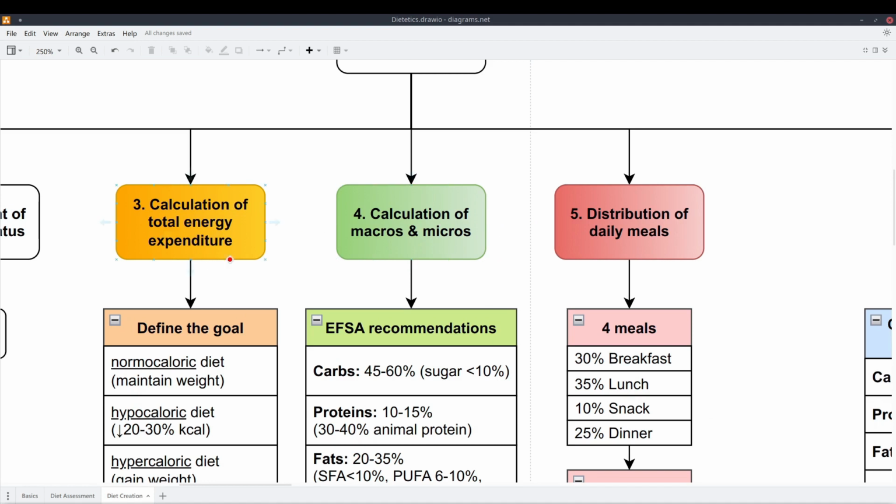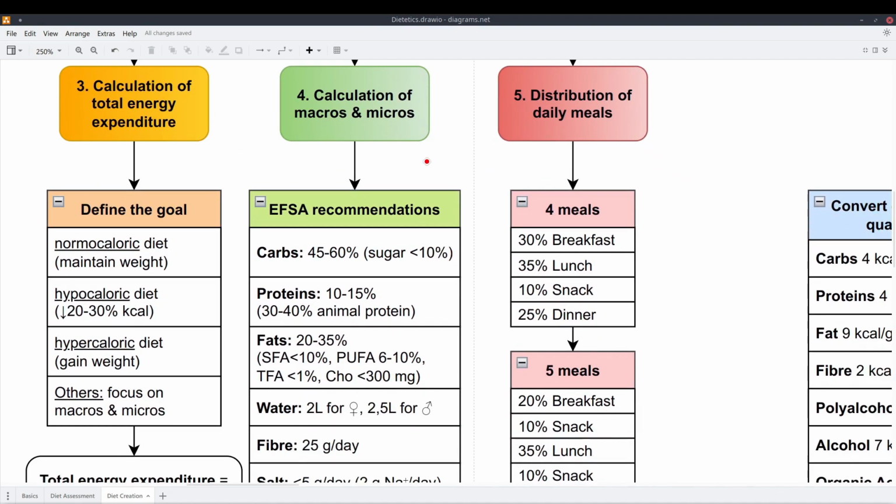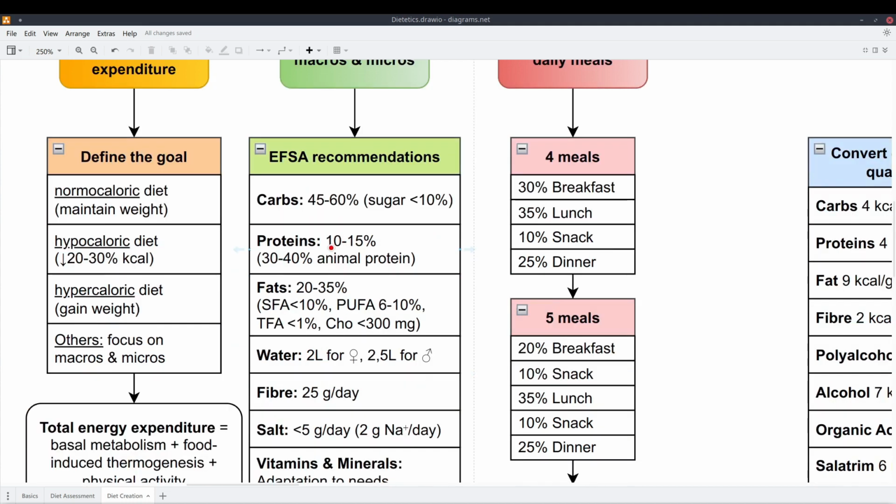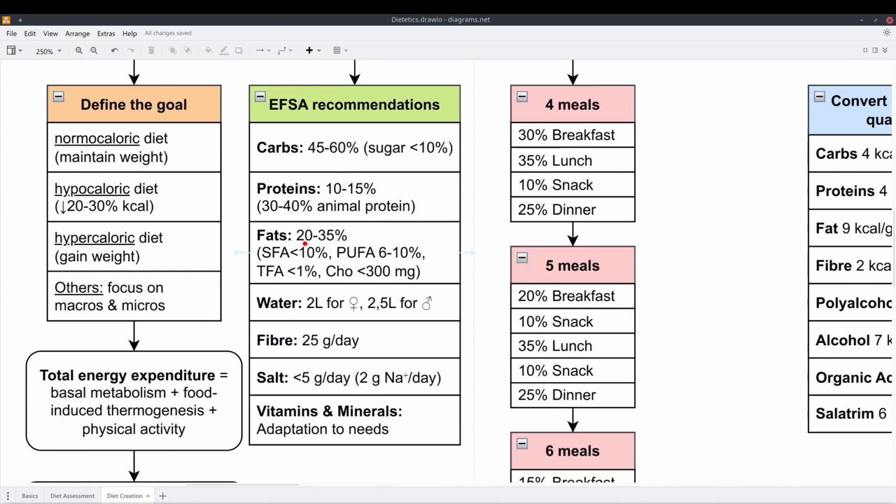So we started with the calories, now the macros. Carbs must be 45 to 60% and sugar less than 10% of the calories. This is according to the EFSA. Proteins between 10 and 15%, being 30 to 40% coming from animal protein. Then the fats from 20 to 35%, saturated fats below 10%, polyunsaturated fats from 6 to 10%, and trans fatty acids lower than 1%. The rest are monounsaturated fatty acids.